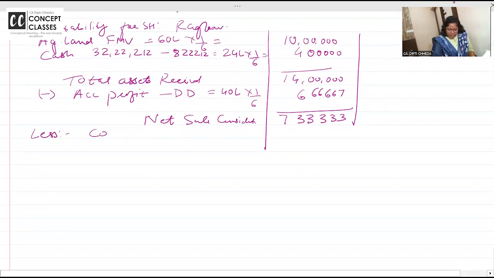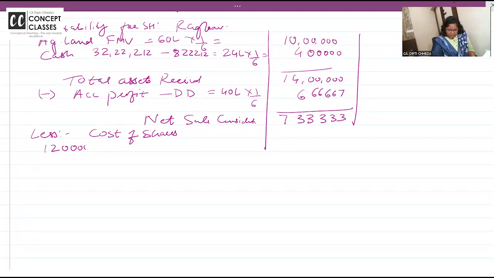Now, what is the cost of the shares? Cost of the shares is given in the first line. 10,000 equity shares they have acquired at 120, in 2006-07. Is it clear? So in 6-7 they have acquired and now they have sold. So obviously it's a long-term capital gain. Can we take the index rates? It is sold in 22-23. In 6-7 the index rate is 122 and now it is 331. 122 has become 331.